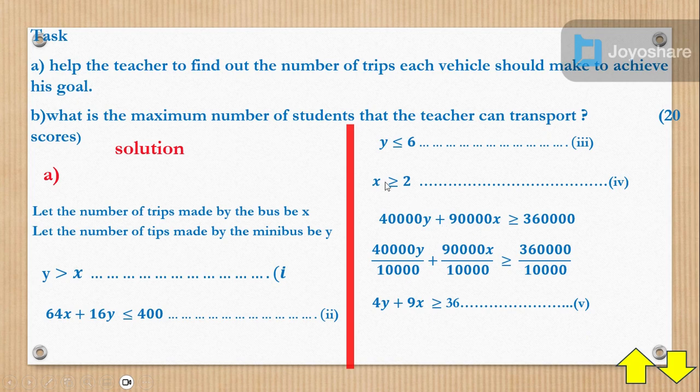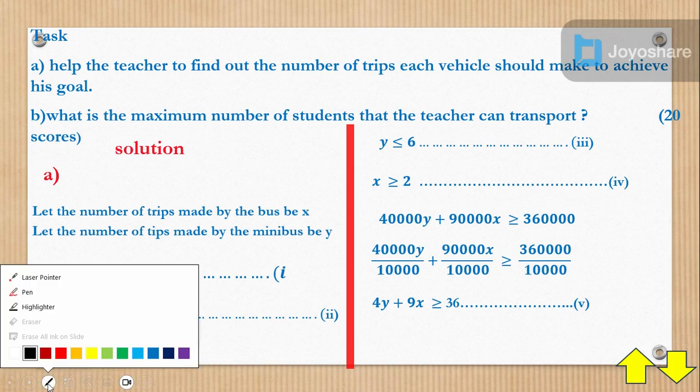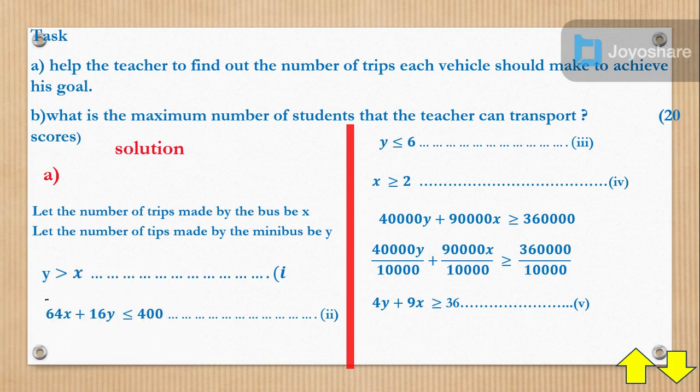Now remember, he was minimizing the transport costs, and the maximum number of students he can transport is, let's go and see. Now here we shall use this inequality, which said that the bus can transport 64 students and the minibus can transport 16 students. So in this area, we are going to use this part only to know the number of students he can transport, since the school wants to transport 400, but we want to see by substitution what we shall get. Let's get there.